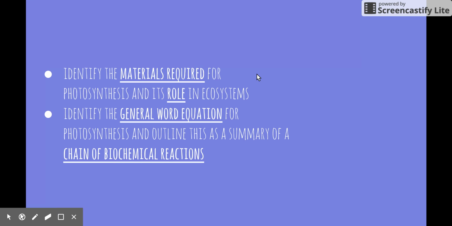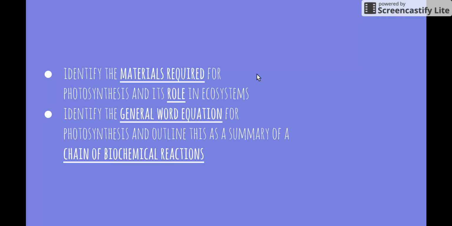Welcome to the next video in the Patterns in Nature topic. This video is going to be looking at 2 dot points. The first one, identify the materials required for photosynthesis and its role in ecosystems, and identify the general word equation for photosynthesis and outline this as a summary of a chain of biochemical reactions.